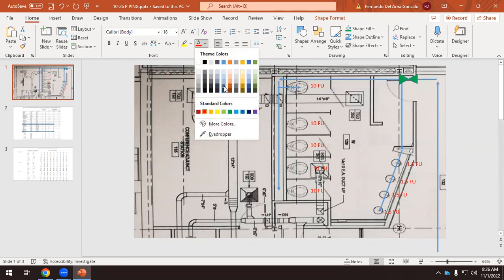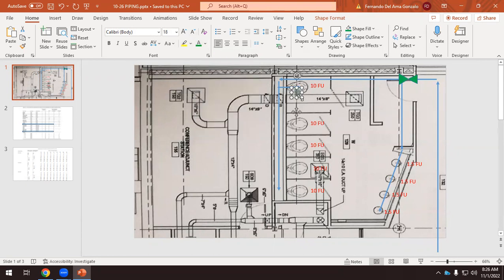Okay. So this is 1 inch. And all the toilets have the same branch here, 1 inch. Okay, 1 inch, because we have made that decision. We have selected this 10 fixture unit toilet, and the minimum branch for this is 1 inch.